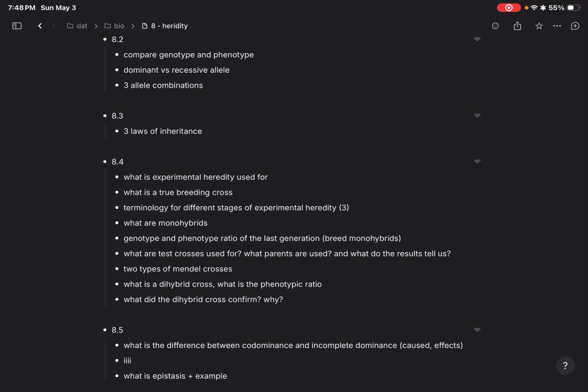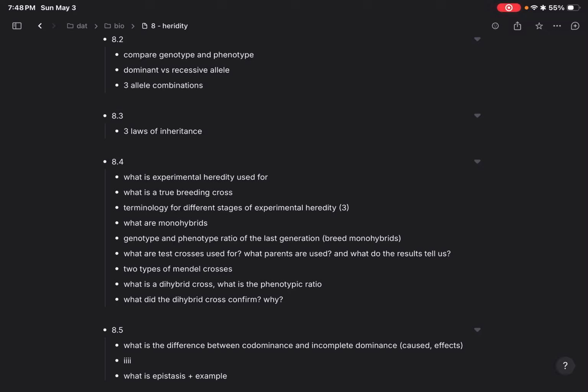So what is experimental heredity used for? It's simply used for determining the genotype of either parent. It's just to find out what the genotype is. Used to determine the genotypes of individuals.